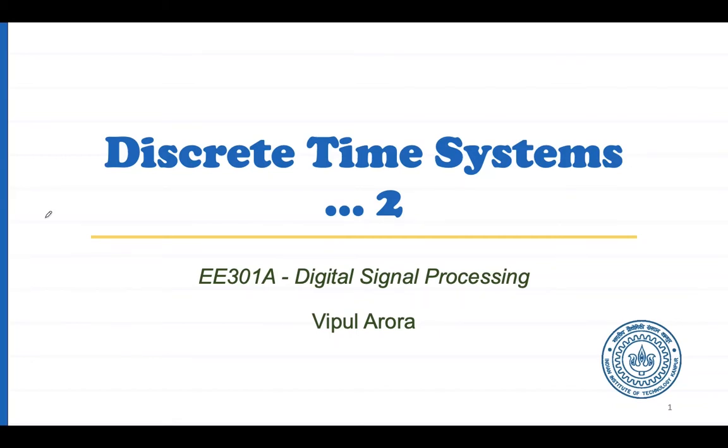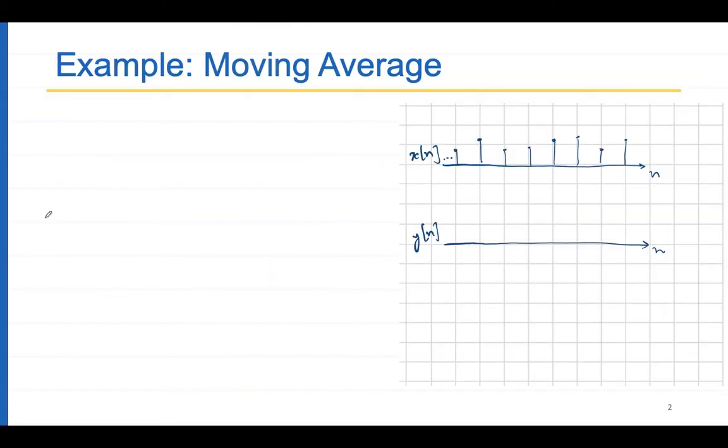The next lesson is on discrete time systems, part 2. Let's look at some more examples of discrete time systems. So let's see moving average.